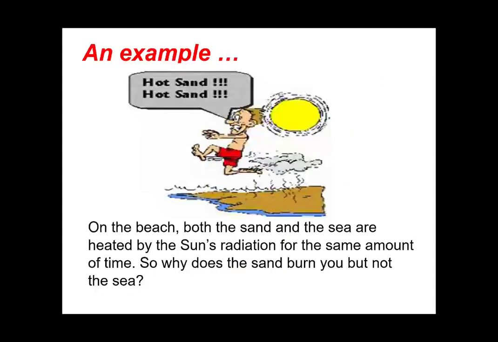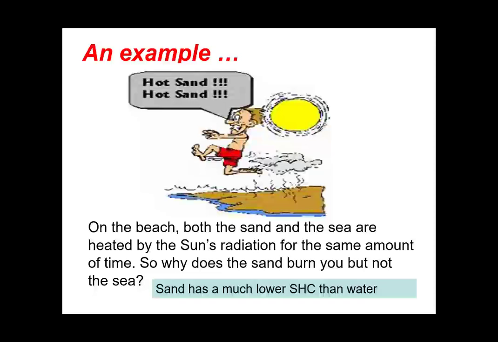Okay, so, a question for you to consider. If you're on the beach, both the sand and the sea are heated by the sun's radiation for the same amount of time during the day. So why does the sand burn you but not the sea? The answer is specific heat capacity. Water has a very, very high specific heat capacity. It takes a lot of heat to increase the temperature of water, so the water's temperature doesn't increase that much. But sand has a low specific heat capacity, so for the same amount of energy added to it, it heats up a lot.